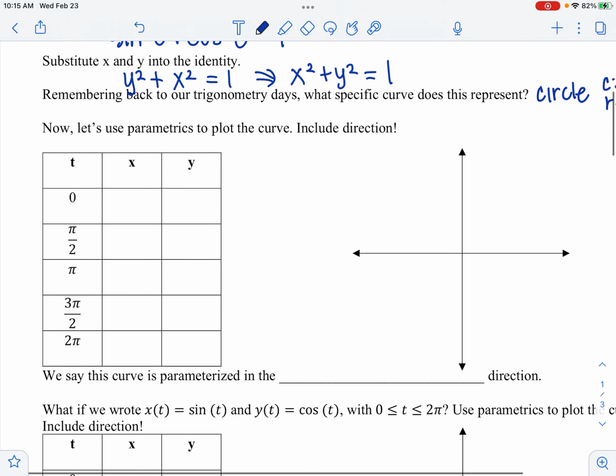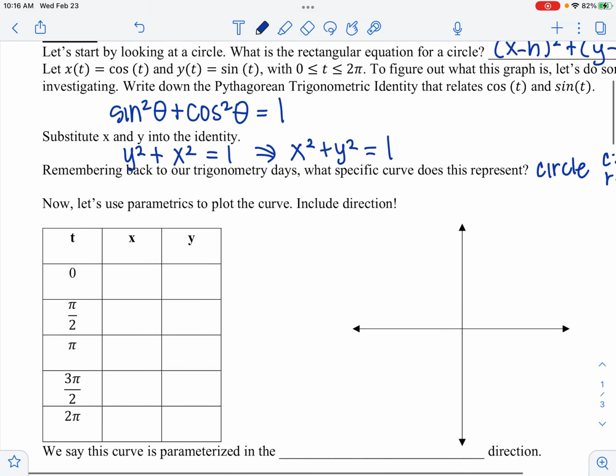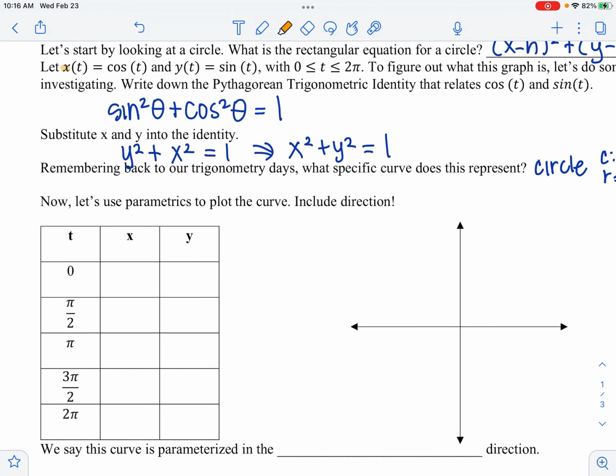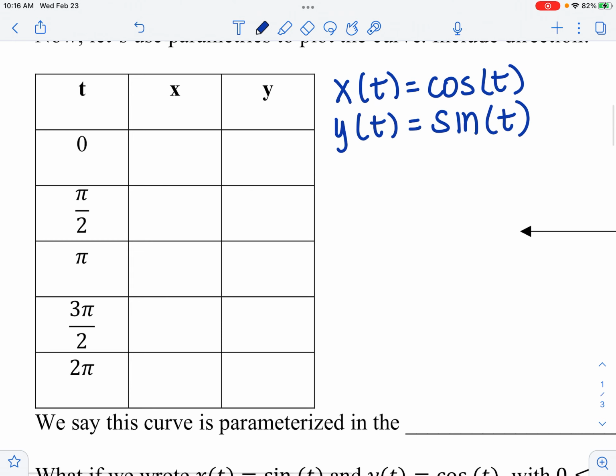All right, so now it says let's practice using parametrics to plot the curve. Include direction. So what I'm going to write down is x is cosine of t, y is sine of t. So I have x of t is cosine of t, and y of t is sine of t. What we're going to do is plug in 0 first, then pi over 2, then pi, and so on.